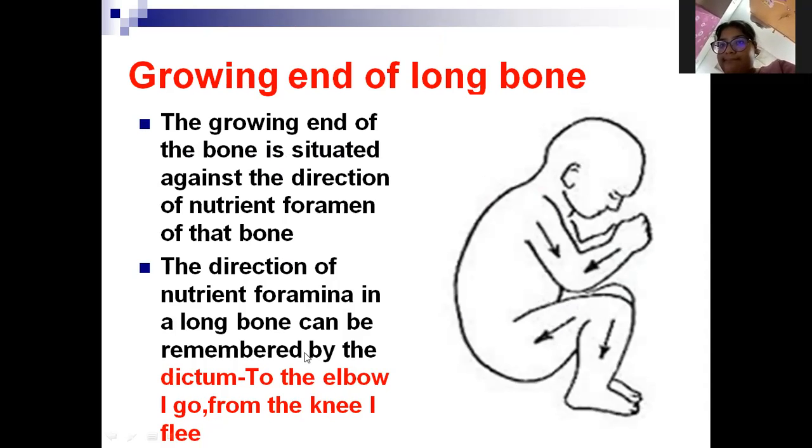Okay, so actually there is a dictum, "To the elbow I go." That means the growing end of the bone for the humerus is the lower end, and for the radius and ulna it is the upper end. "To the elbow I go and from the knee I flee." Flee in the sense that the lower end of the tibia and fibula are growing ends, and the upper end of the femur is the growing end. That is the meaning.